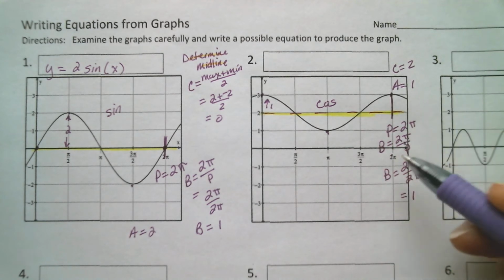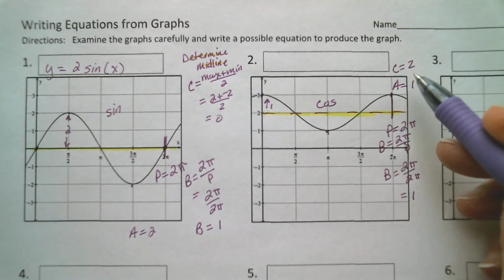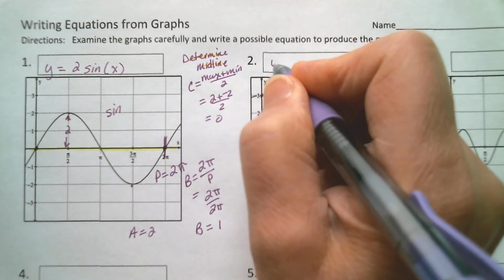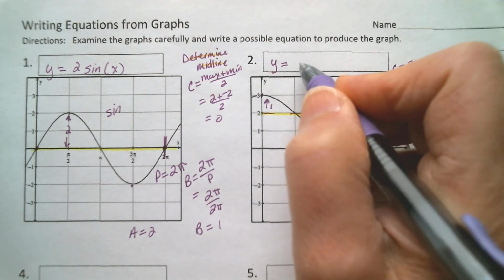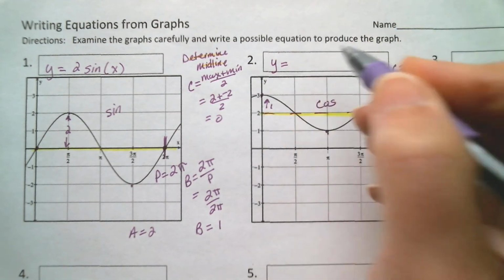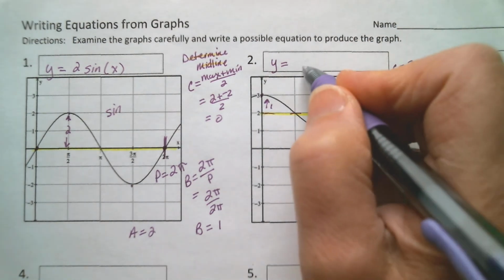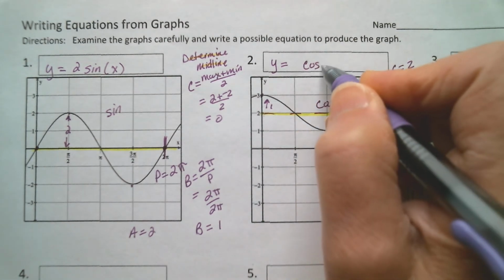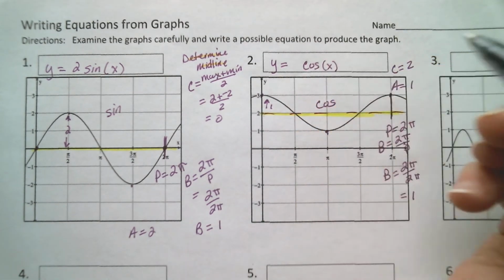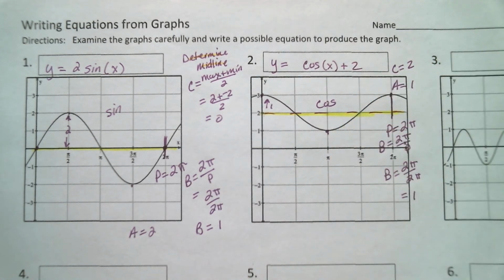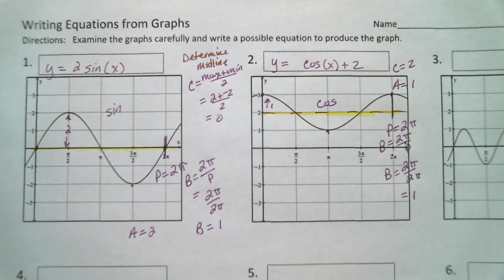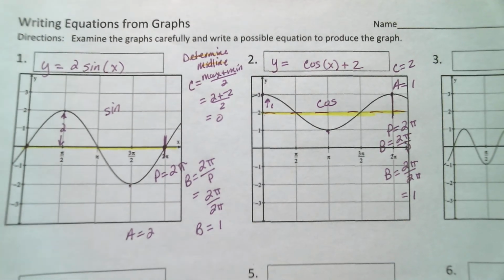A is 1, B is 1, and C is 2. And this is cosine. Y equals 1 times cosine is just going to be cosine. So y equals cosine x plus 2. Number 3.